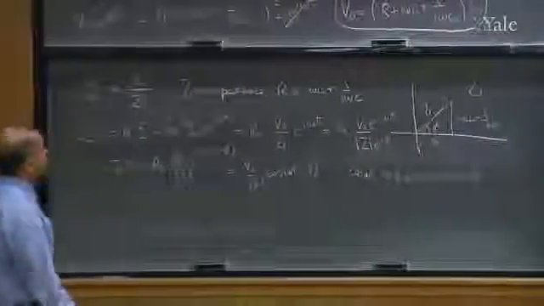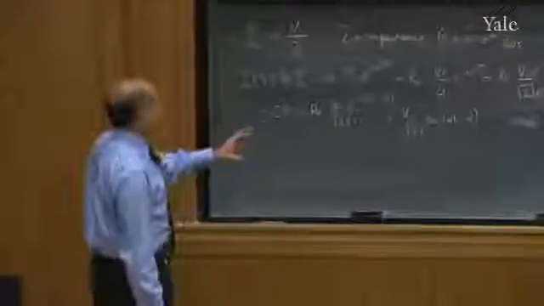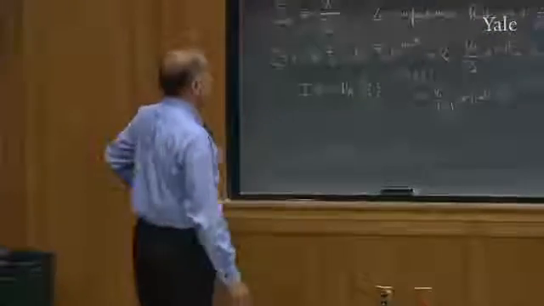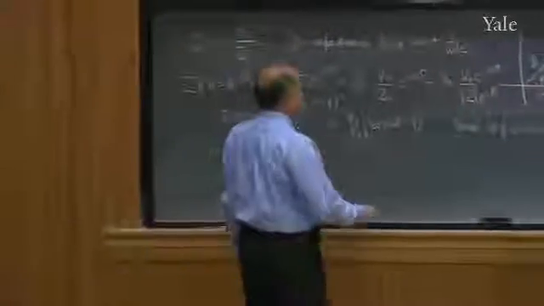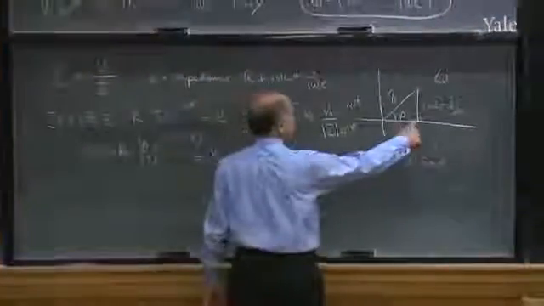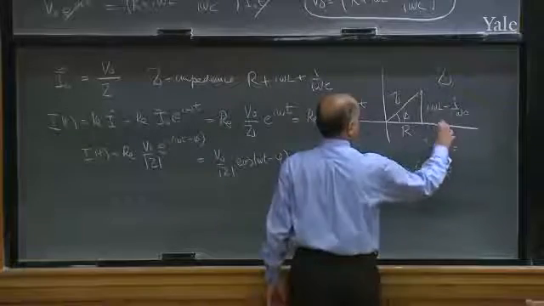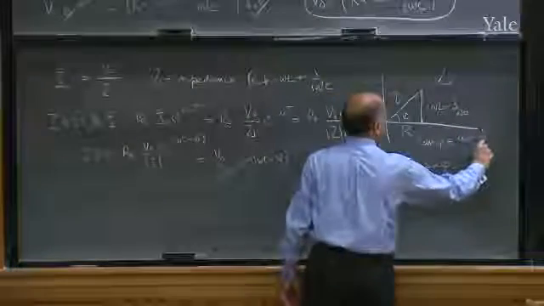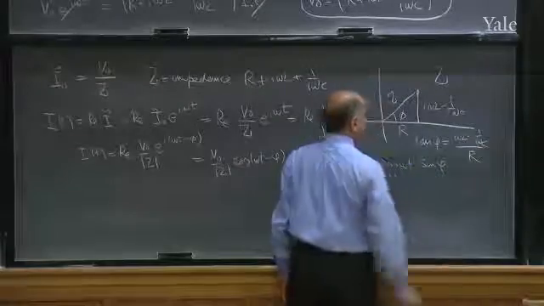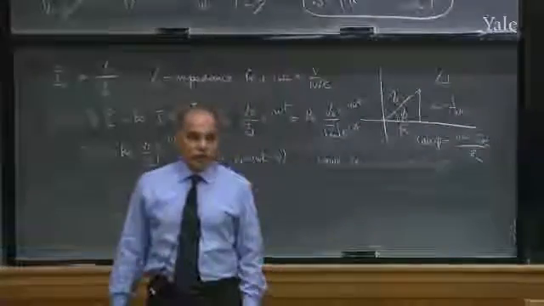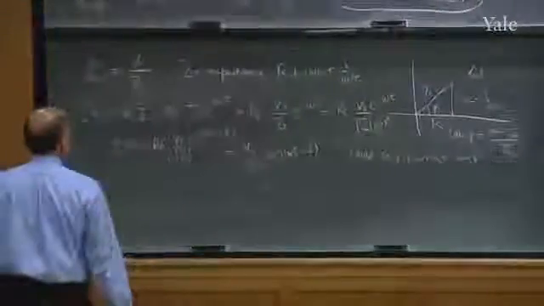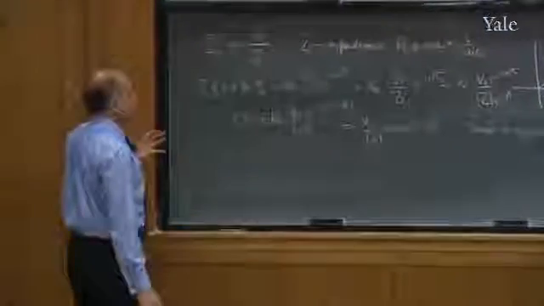So if you say I don't want to deal with complex numbers, you can take a guess like this and put it in the equation, and after a lot of manipulation you will find there is a phi satisfying this condition. What's the property of phi? Tan phi is omega L minus 1 over omega C, divided by R.